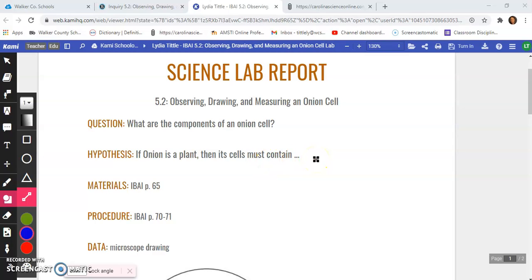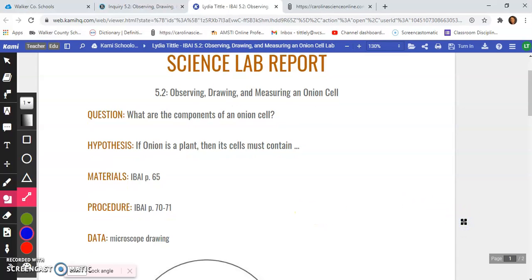So think about what onion cells might have that maybe the animal cells don't have. Because plant and animal cells have a lot of things in common. They have nucleus, they have cell membranes, they have cytoplasm, they have vacuoles, they have ribosomes and things like that. So think about something that this onion cell might have so that we would know that it was a plant cell. Okay, our materials are found on page 65 and our procedures are found on page 70 to 71.